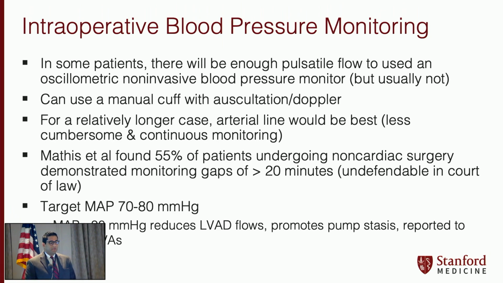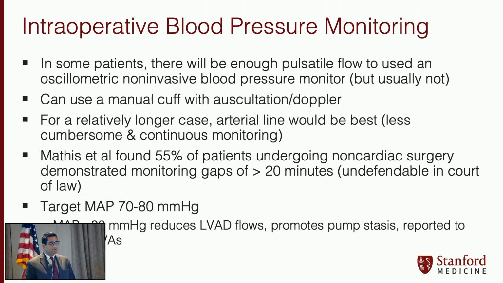Next, we talk about intraoperative blood pressure monitoring. In some patients, there will be enough native pulsatile flow, so you can use an oscillometric, non-invasive blood pressure monitor, but generally not. And this pulsatility may go away after you induce anesthesia. Alternatively, you can use a manual sphygmomanometer and auscultate, or use a Doppler. But for relatively longer cases, that can be cumbersome, and an arterial line would be best. Generally, I've never regretted placing an arterial line in these patients.